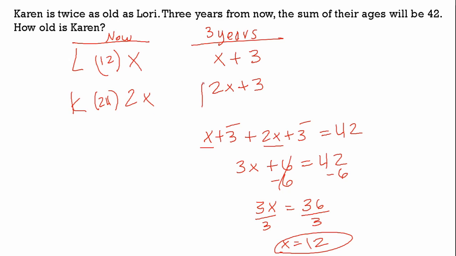A lot of people would get stuck right here. If you got stuck right there, just bear in mind that you could put fake values in this problem to kind of figure out what this should be. So for example, if you got stuck with writing this equation here, let's say you said Lori was 5, that means Karen would be 10.